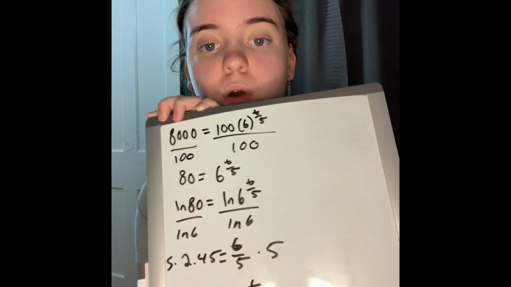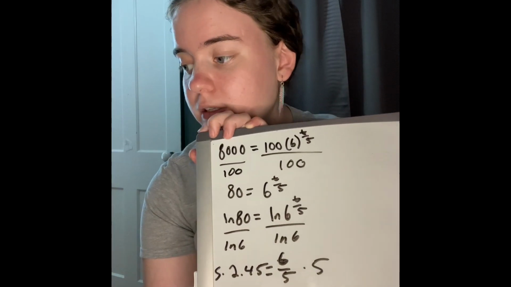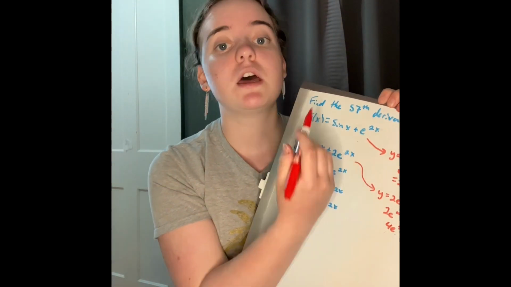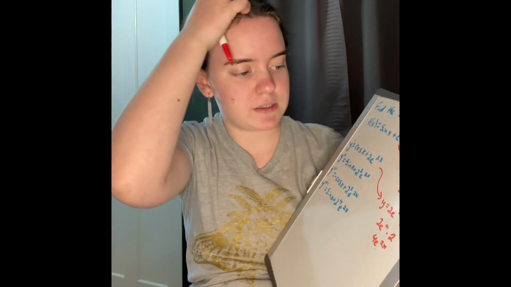12.23 equals t. So yeah, after 12.23 hours, the population will reach 8,000. So we just plugged it in and rearranged and fixed it up. Now we need to find the 57th derivative of sine x plus e to the power of 2x. So first off, we can find the first derivative.